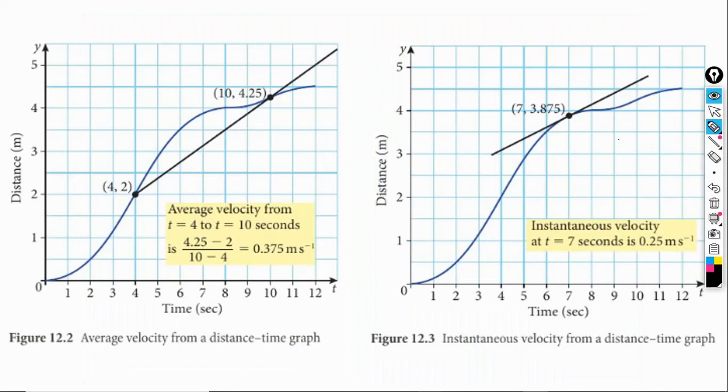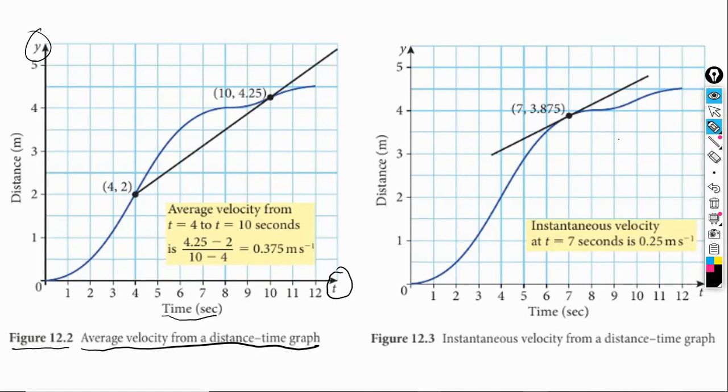So on this first slide, we're going to analyze a couple of graphs. If you look at the graph on the left, figure 12.2, it refers to an average velocity from a distance time graph. The blue line that you see, or the function, is the motion of a particle. The y-axis represents the distance that the particle incurred, and the t-axis is going to represent the time in seconds.